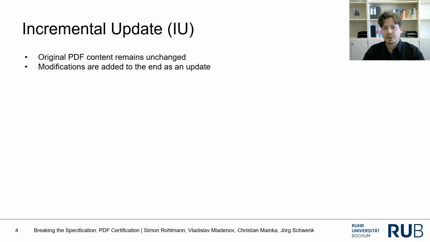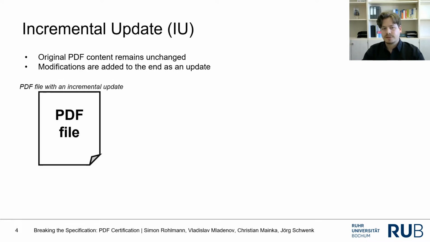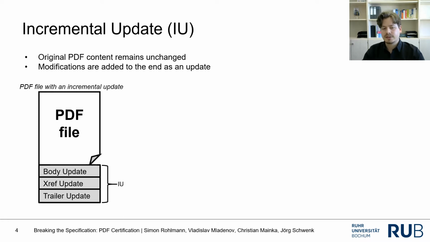If we want to change the content of a PDF file or add new content, we usually do this within an incremental update. This means only the modifications are added to the end of the PDF file within an update, but the original PDF content remains unchanged. On the left side you see a simple PDF file, and now we want to add an incremental update. We do this by adding a body update, a cross-reference table update and a trailer update. These 3 parts build the incremental update.